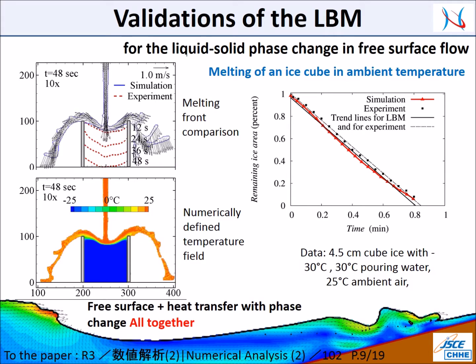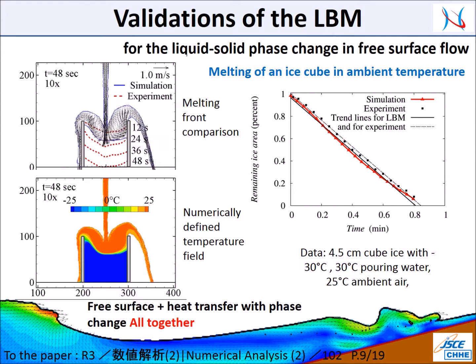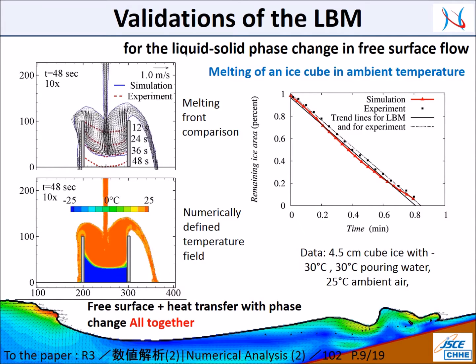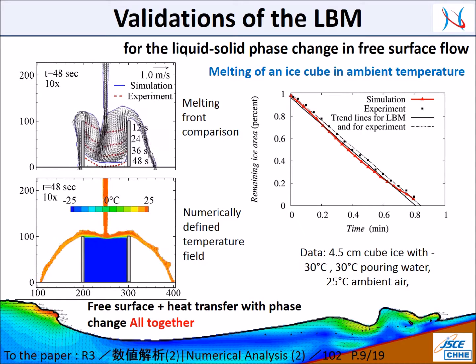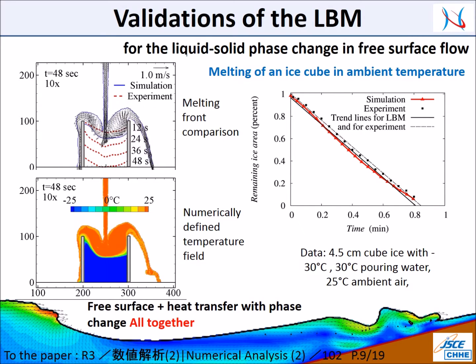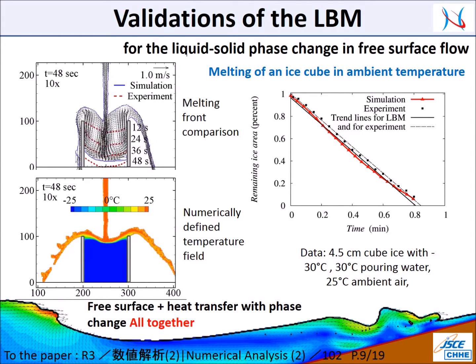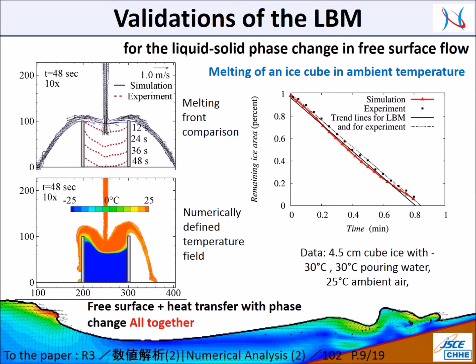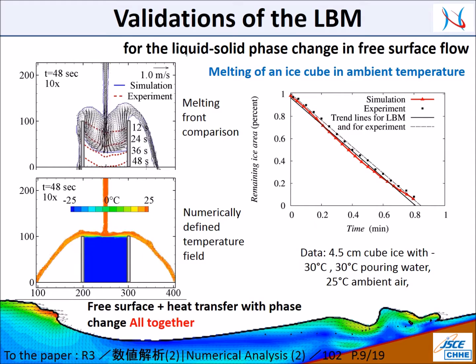This one is a more realistic experiment: pouring water on an ice cube placed in a glass. We measured the melting front and remaining ice area in the experiment, and that was compared to the numerical result shown on the slide. Our overall predictions by the lattice-Boltzmann method were in reasonable accuracy compared to the experiment.